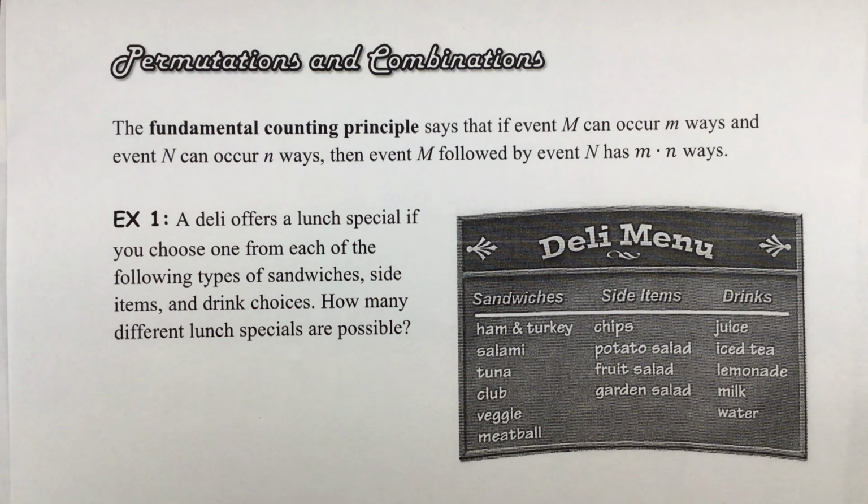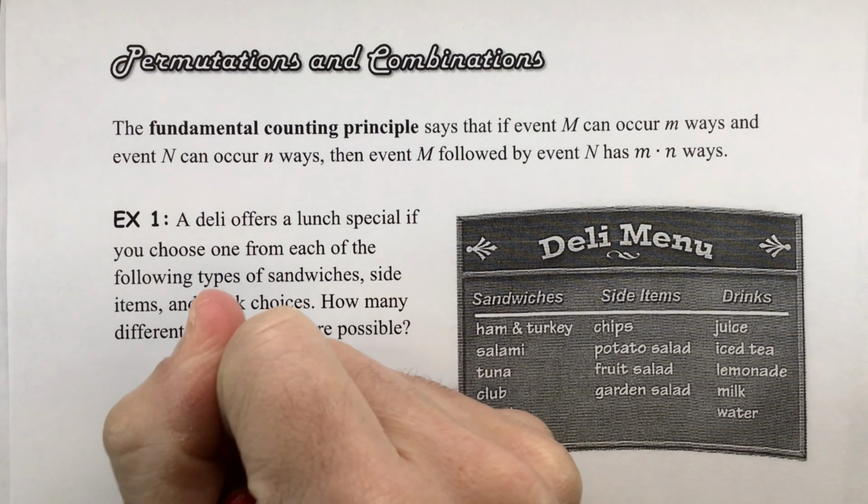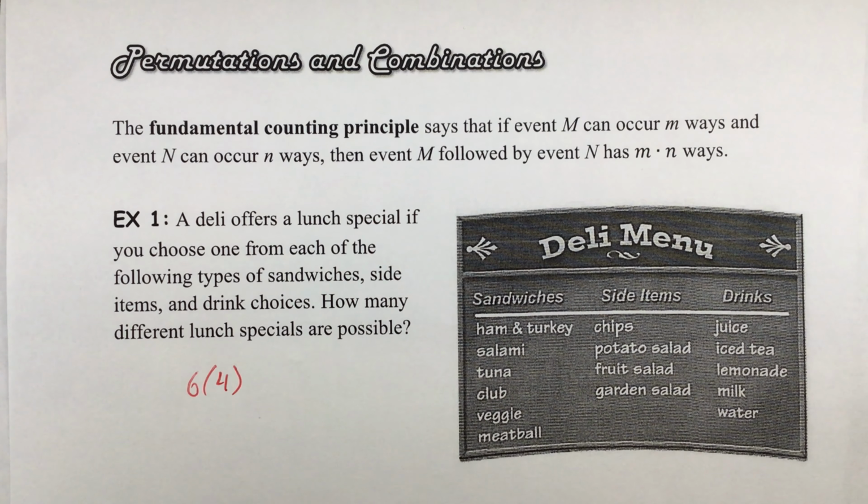Okay, now suppose that you are going to choose between the ham and turkey sandwich or the salami sandwich. If you do that, you have 4 choices that follow the ham and turkey sandwich and 4 choices that follow the salami sandwich, which means you have a total of 8 combinations. And if you add in the tuna sandwich, you're going to have 12 possibilities. And if you add in the club sandwich, you're going to have 16, and then you're going to have 20, and then you're going to have 24. In other words, if you're just looking at these 2 categories, you have a total of 6 times 4 possibilities, which of course would be 24.